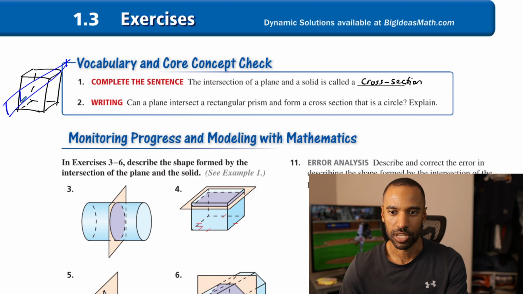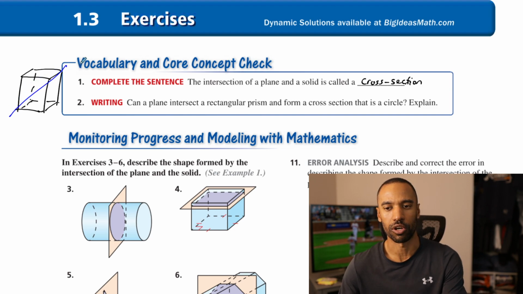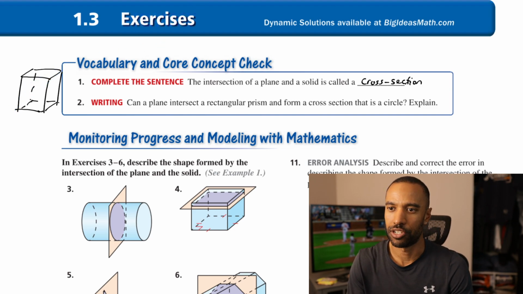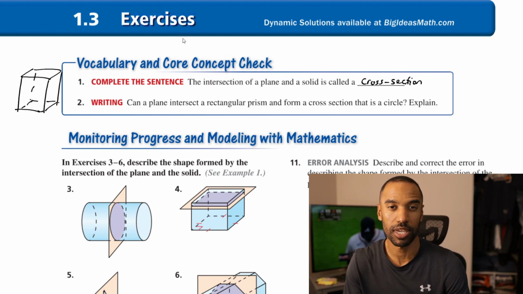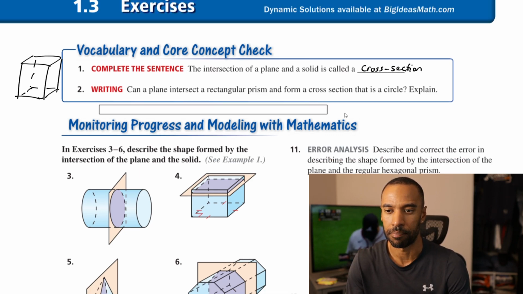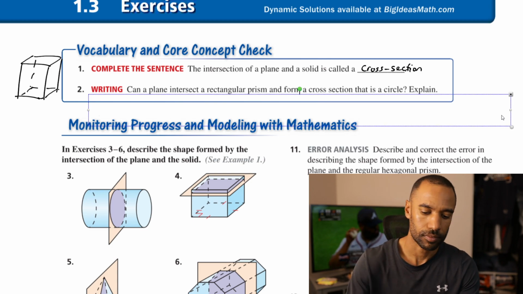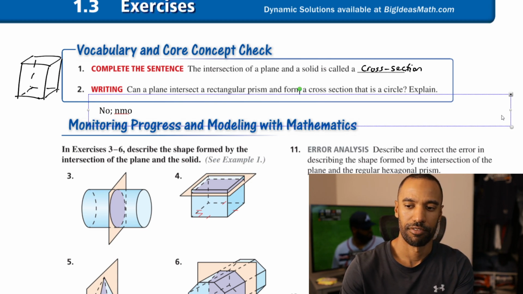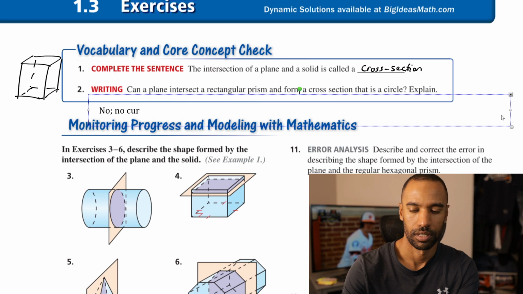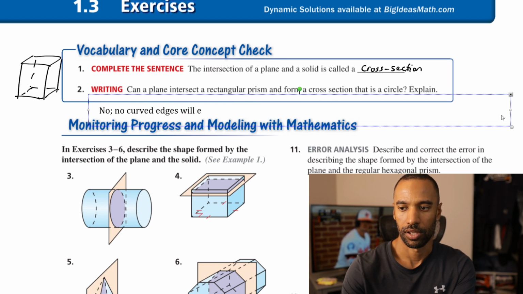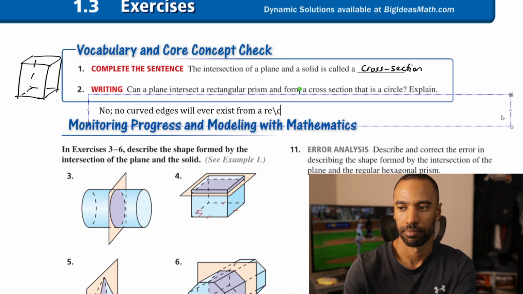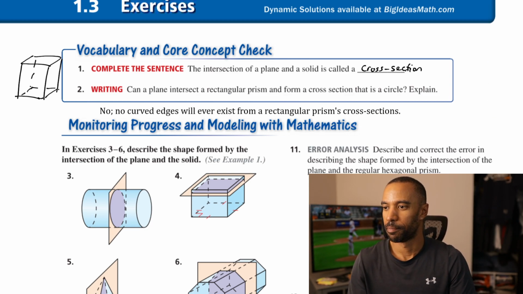Well, that cross-section ends up getting something else entirely. But it's never a circle, right? Never any curved edges can show up there. A lot of other shapes can show up, and we saw trapezoid as one of them. So no curved edges will ever exist from a rectangular prism cross-sections. There's my hyphenation again.